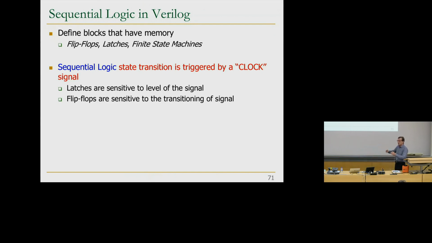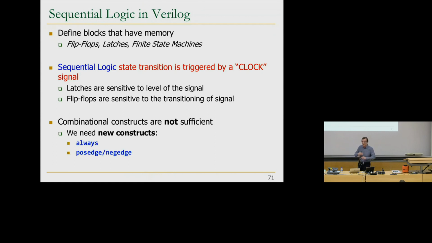If the input changes while the signal is 1, you will see the output in the latch. That's why they're transparent. You'll see the output reflecting the input. Flip-flops, as I discussed earlier in this lecture, are also sensitive to the transitioning of the signal, the positive edge of the clock or the negative edge of the clock, but not while the signal is high or low. They're not transparent. They just capture the value when the clock goes from 0 to 1 or 1 to 0.